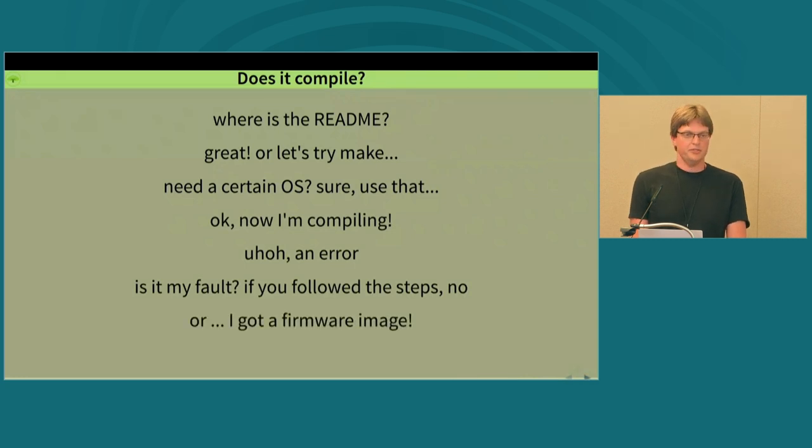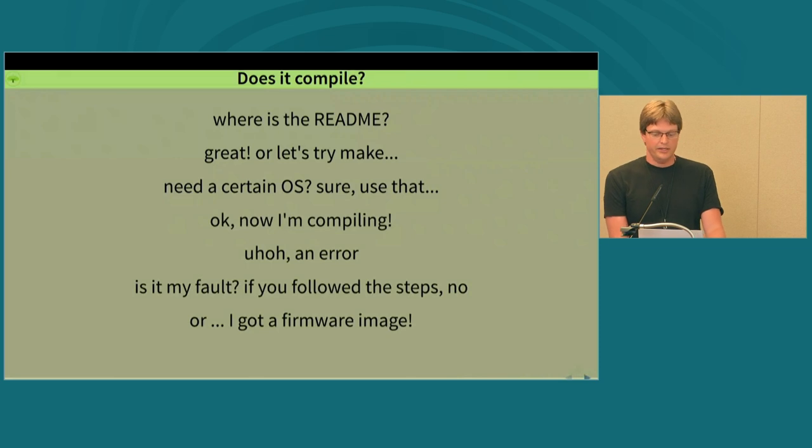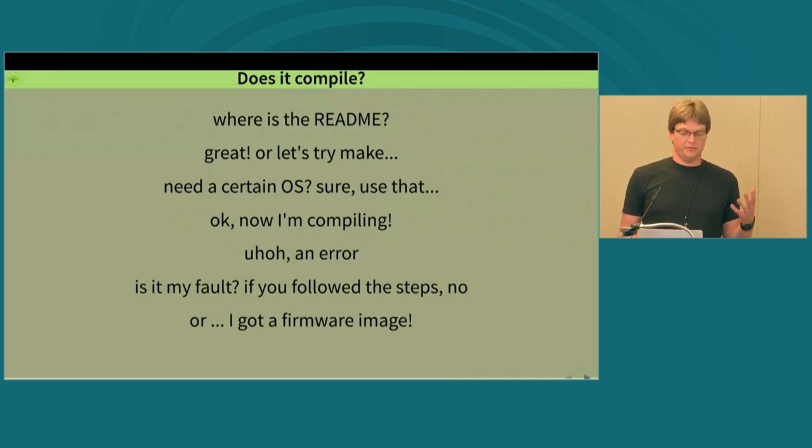But sometimes you don't run into an error and then the compilation completes. That is, the source code is turned into the different executables, and then the executables are assembled into a firmware image, which is what we would expect.